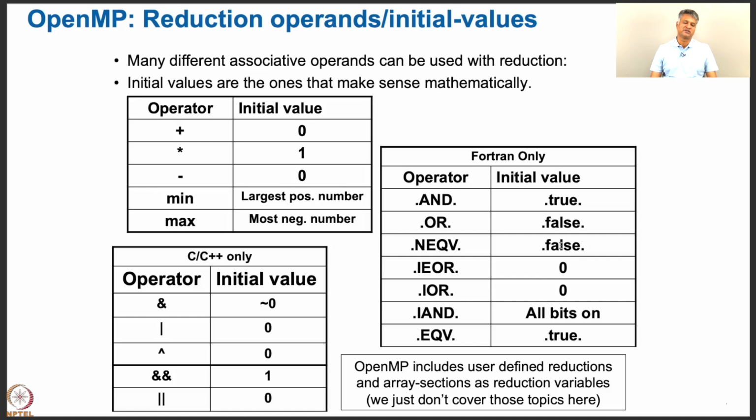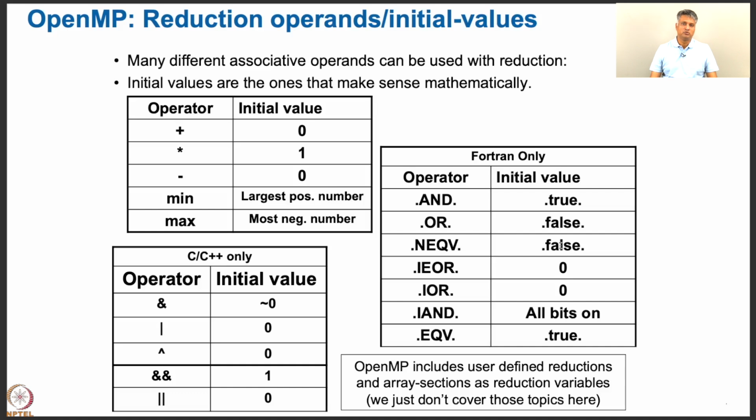It is quite obvious that if you are trying to do any sort of addition or subtraction, the initial value should be 0. If we are doing it for a multiplication, then the initial value should be 1. If we are trying to do a reduction operation to figure out either the minimum or the maximum, for minimum it should be the largest possible number, and for maximum the least possible number, or the most negative number.